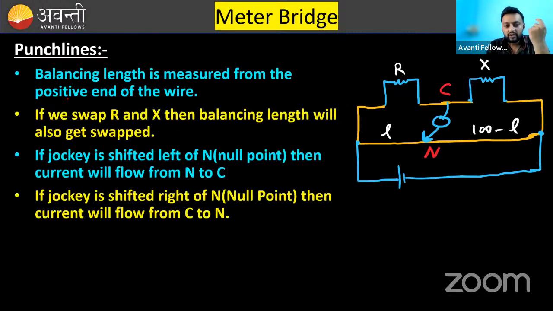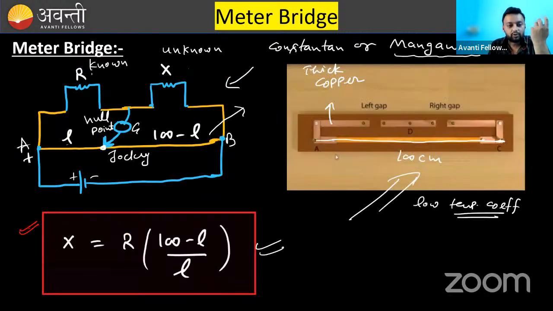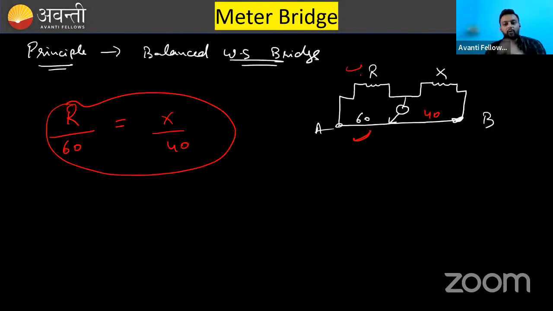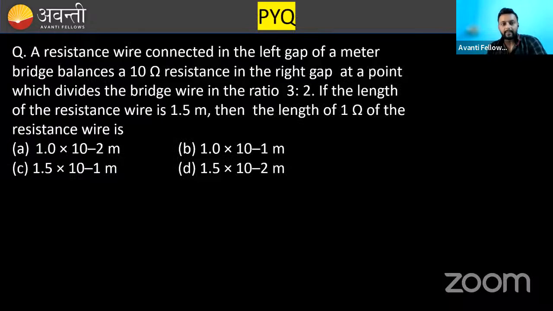You shouldn't use this relation. You should not use it, that's my recommendation. This is the relation for the board examination only. Now what you should do, write the ratio of the opposite quantities. This is resistance R. This is the balancing length. Length opposite to it 60. This is resistance X and length opposite to it 40. R by 60 is equal to X by 40. You can calculate X here. Clear? Now there is a question.